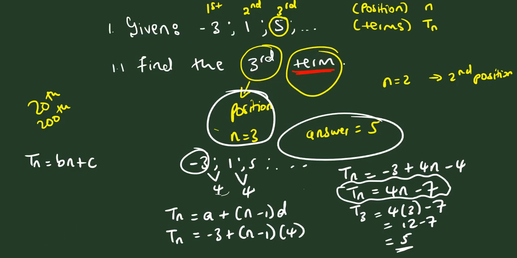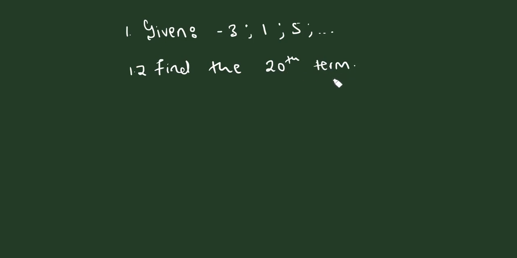Okay, so let's look at this one. They say find the 20th term. What did they give you? They gave you the position. It means this term is in the 20th position. Remember, this is the first position, this is the second position, this is the third position. 20th position means it will be somewhere there, 20th. Now they want to know what is the term in this position. That's why they say find the 20th term. They want to know what is the term in that 20th position.